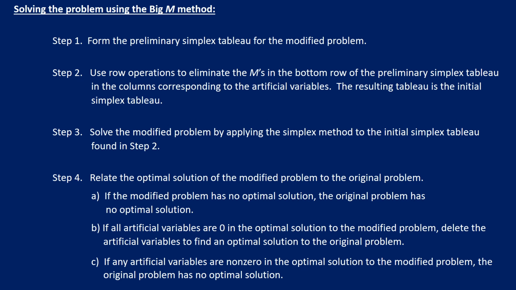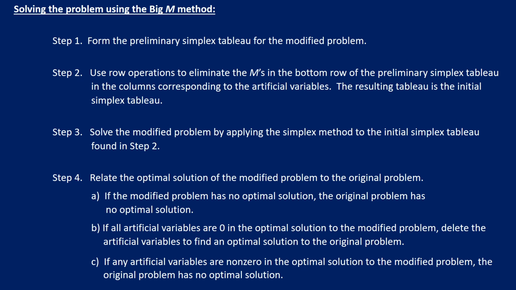To solve using the Big M method, we form the preliminary simplex tableau for the modified problem. We use row operations to eliminate the M's in the bottom row of the columns corresponding to the artificial variables. That gives us the initial simplex tableau. Then we use the simplex method to solve. We can relate the optimal solution of the modified problem to the original problem.